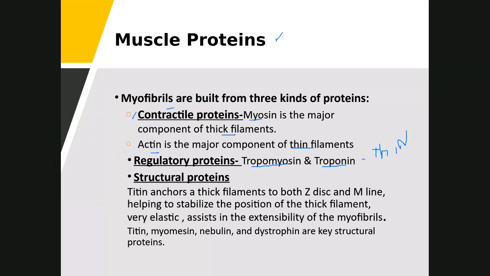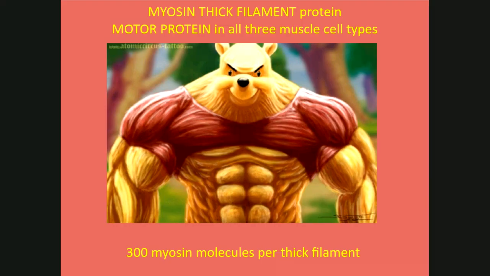And then the third type are structural proteins. The main one is titin. This anchors the thick filament to the Z discs and to the M line, and the thin filament to the Z disc. They assist in elasticity and extensibility. There are other proteins that exist throughout, but the main structural one that we see a lot is the titin protein.